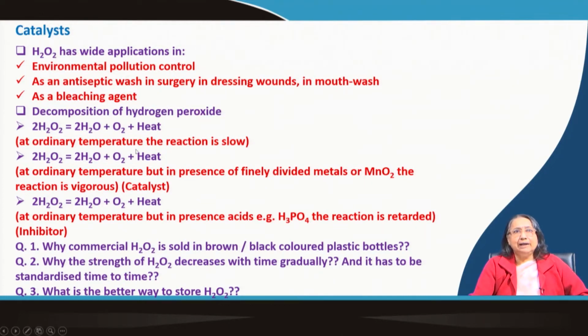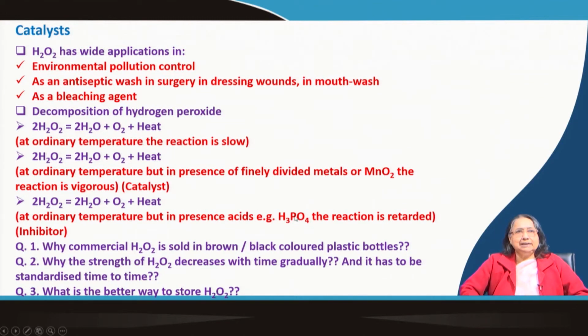So, what you understand from here is that by using some catalyst we can make a reaction faster. Okay. So, that is the catalyst. Now, at ordinary temperature, but in presence of acids, say for example phosphoric acid, the reaction is retarded. Okay. So, this is also a catalyst.